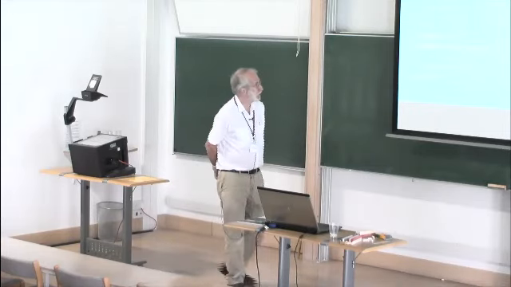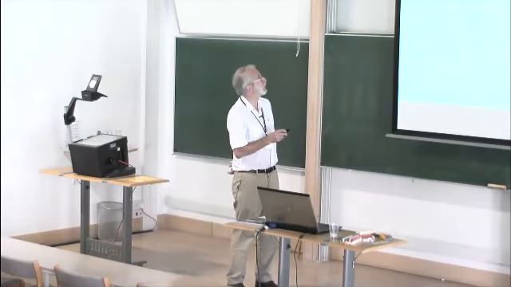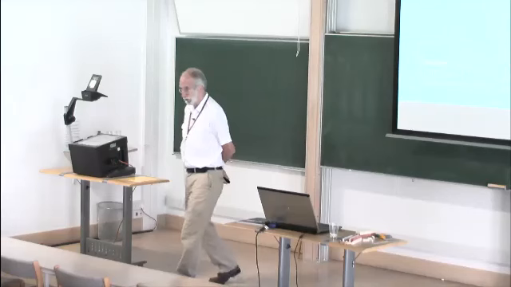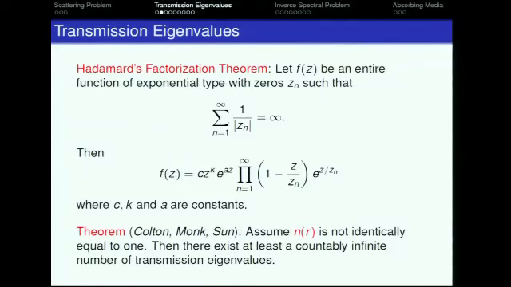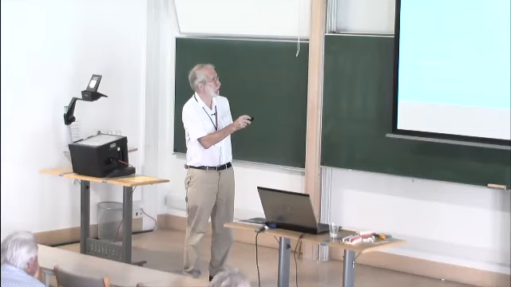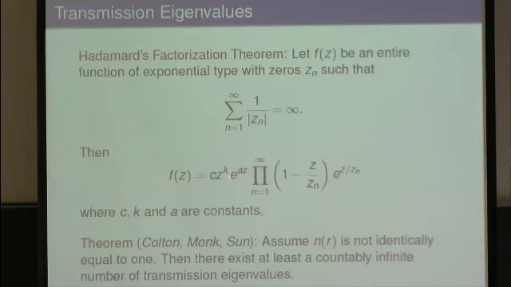And to investigate this, the following theorem is basic. People know it, but I'll state it to remind you. It's Hadamard's famous factorization theorem. You have an entire function of exponential type with zeros z_n such that the sum of the reciprocals of the zeros in absolute value is infinity. Then you can represent the entire function in this form. Because I have exponential type, there's just a z to the 1 here. This z to the k corresponds to possible zeros at the origin, and here are the zeros of the entire function, and you see k, a, and a constant.